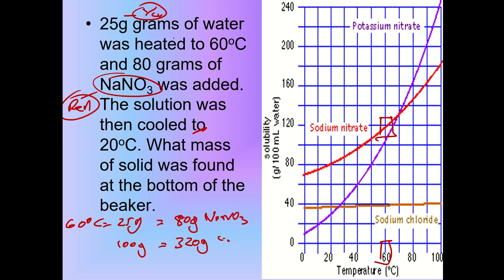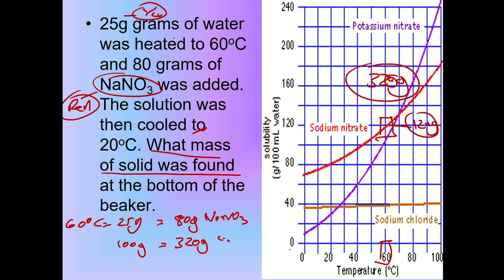Okay, we are here. Now, what I will notice at that temperature, I can only dissolve 120 grams of sodium nitrate. I've actually got equivalent to 320 grams of sodium nitrate dissolved in the water. So this substance already has some solid lying at the bottom of the beaker because some is already crystallized out. The question is, what mass of solid was found at the bottom of the beaker? Well, we've already got 200 grams lying at the bottom of the beaker.